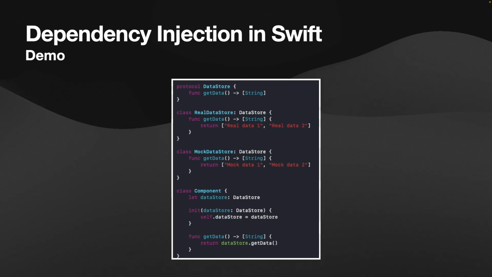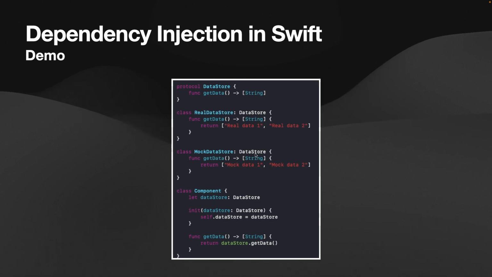So whoever wants to use this particular function called getData will just have to create a variable in a component class called dataStore, that's a type of the protocol. So then we can interchange whichever one we want. We can use either the real data store or the mock data store, because those two classes are the same type, DataStore. The only difference is the logic you implement inside the getData function, which can make a huge difference there.